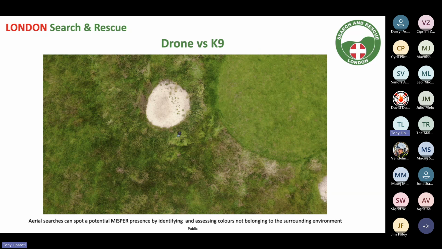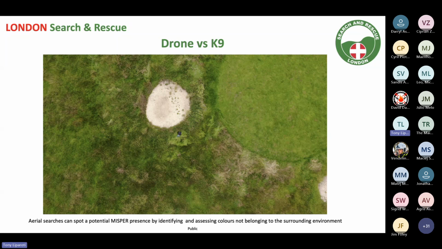This is another example, again, for training purposes. This was one of my very first tests that we have done with a drone versus a dog team. We had a member of a team go to hide in an area with a lot of high grass and find a very good spot to hide. We did not know exactly which area. We were given a vast area as an indication, and we decided to launch the drone and the dog at the same time.